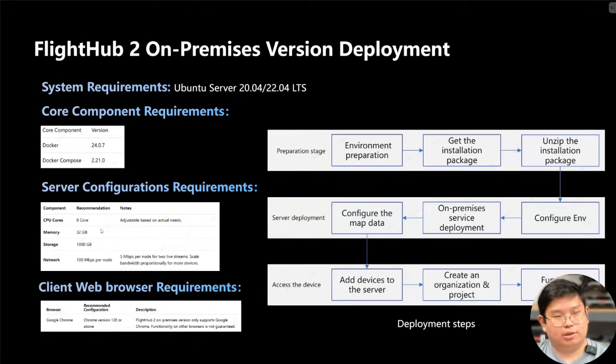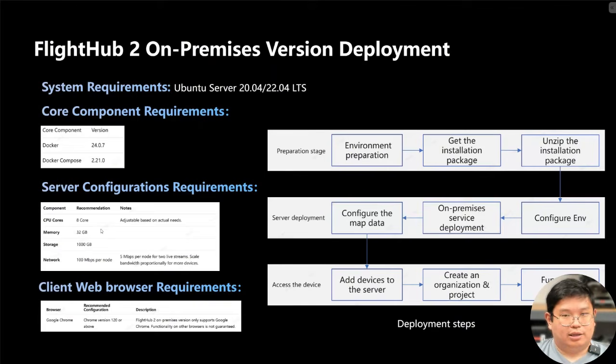When it comes to the server configuration, we recommend CPUs to be 8-core, memory to be 32 gigabytes, and storage and network speed as shown. If a user would like to enable the cloud processing or reconstruction capability, they will also need an NVIDIA graphics card in the server for that processing, but it's not mandatory.